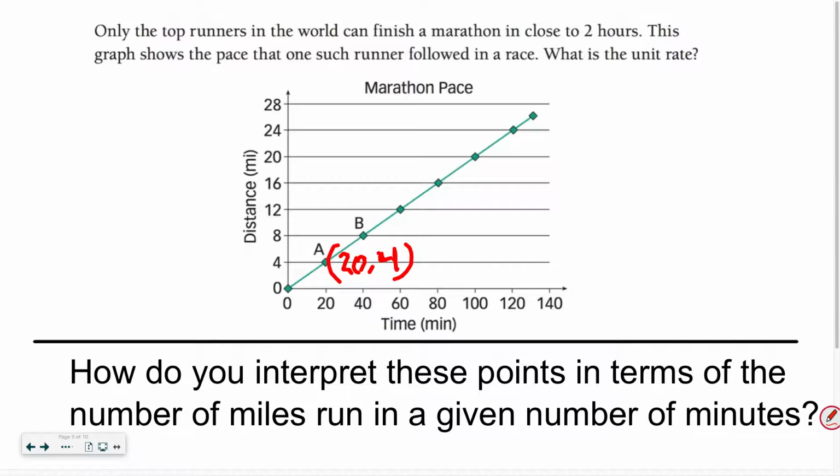Time and distance. Be more specific. We use the numbers. In 20 minutes, they ran 4 miles. Yeah, in 20 minutes, they ran 4 miles. Could you tell me just based on that how many minutes it took for 1 mile? It took 20 minutes for 4 miles. So how many minutes for 1 mile? 5. How do you know?